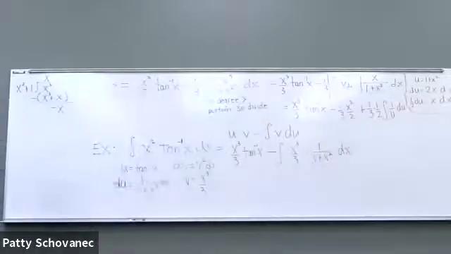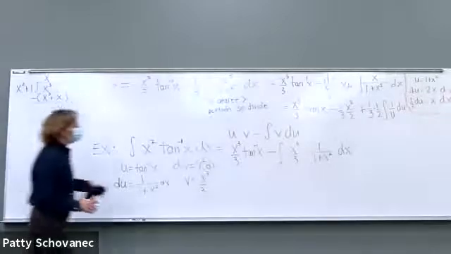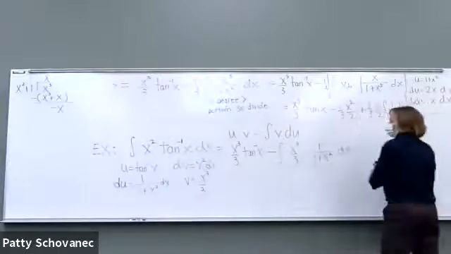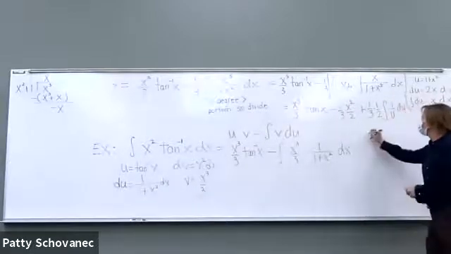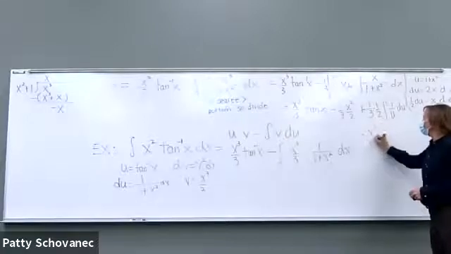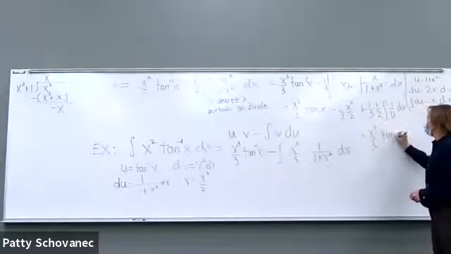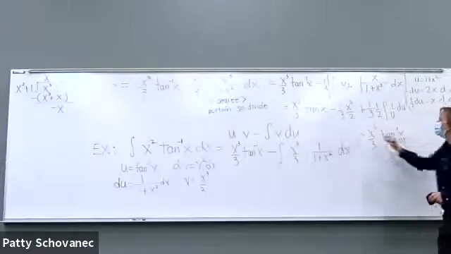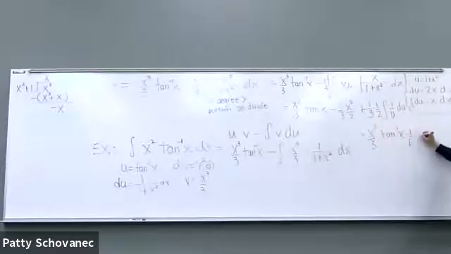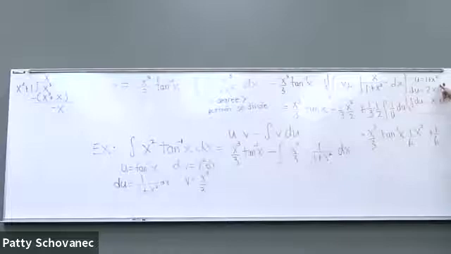So we integrate that 1 over u du and get a natural log of u. And here's our final answer. We get the x cubed over 3 times the inverse tangent of x minus 1/6 x squared plus 1/6 times the natural log of u, where u is 1 plus x squared. So 1/6 times the natural log of 1 plus x squared. Then finally tack on the plus c.